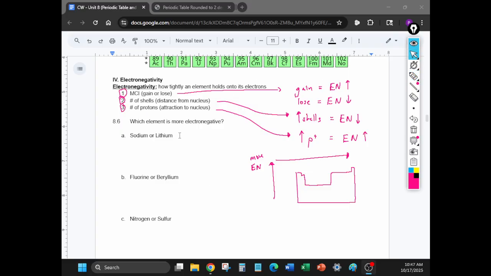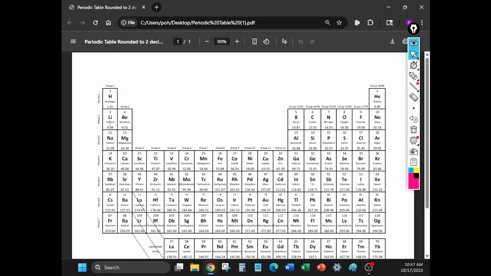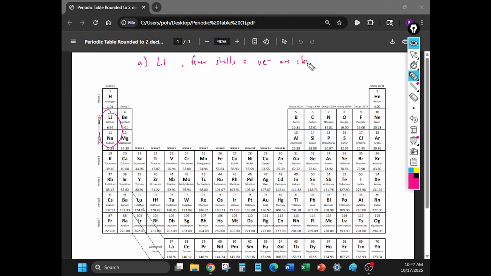Okay, so first we're going to compare sodium and lithium. Let me pull up my periodic table so that we can compare. So we've got sodium and lithium right over here. I'll give you the answer first: lithium is more electronegative. The reason is the shells. It has fewer shells. If you wanted to get super detailed, you can say since it has fewer shells, the valence electrons are closer to the nucleus. But honestly, you can just say lithium has fewer shells, so it's closer.